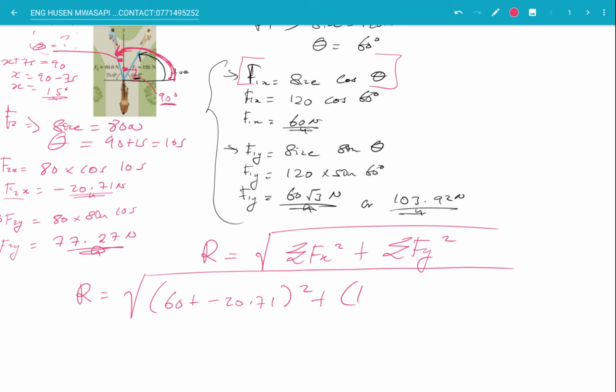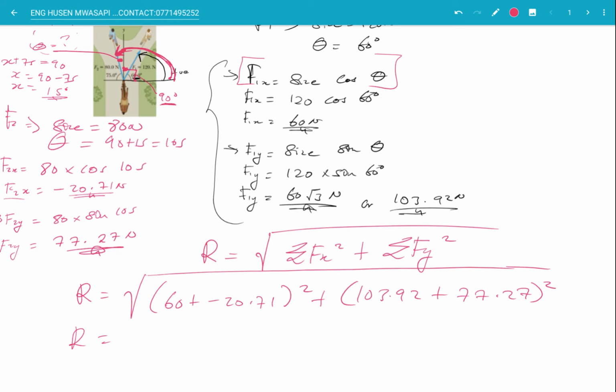103.92 plus 77.27 squared. So if you compute this on your calculator, you find the value of basically what you have, which is 60 minus 20.71. That value that you have, you square it and you say plus 103.92 plus 77.27, and you square it. Then what you're going to be having is your result.